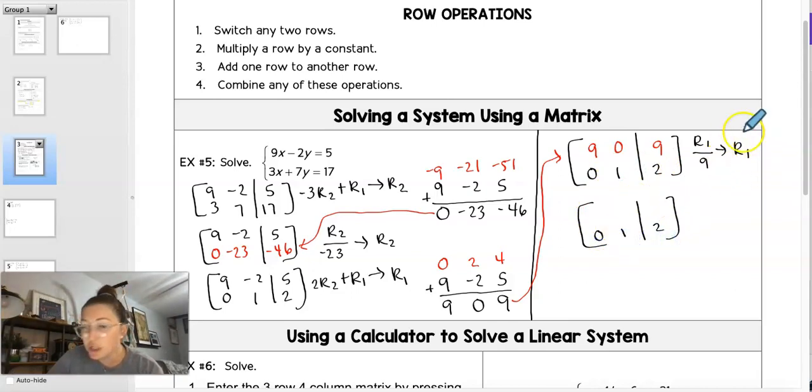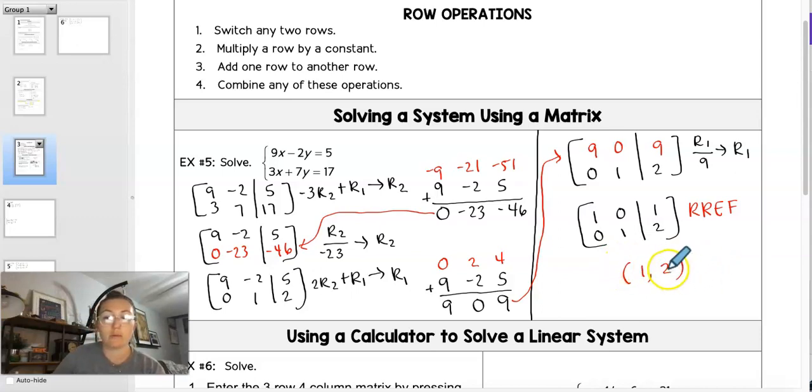Row 1 is the one that is changing. So I'm going to divide it by 9. 9 divided by 9 is 1. 0 divided by 9 is 0. And 9 divided by 9 is 1. So we solved this. This is in row reduced echelon form. And yes, I like you to write this at the end of solving a proof. I proved it. This is in row reduced echelon form. And what is my answer? My answer would be 1, 2. X is 1, Y is 2.